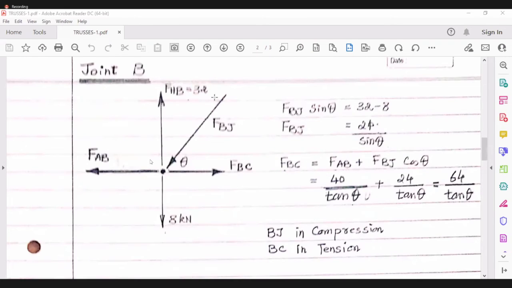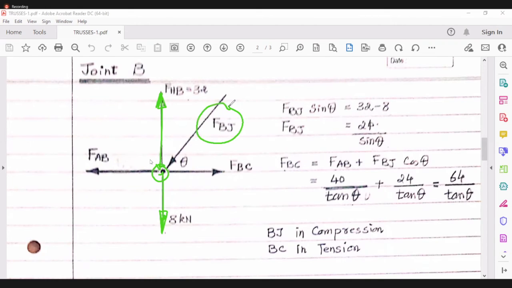We are at joint B. At joint B, there are 1, 2, 3, 4, 5 forces coming. This is a very interesting junction. But we know that there is a force of 8 kilonewton downward and a 32 kilonewton upward. Both are in the y direction. So ultimately it is a 24 kilonewton upward. We can simplify it, but we are not simplifying it.